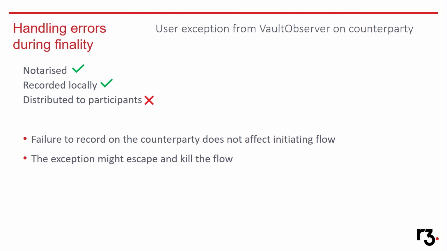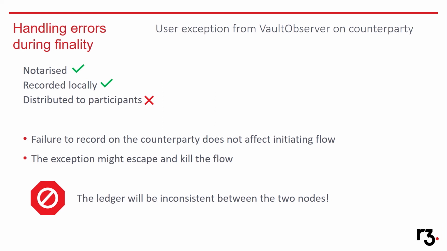If we throw a user exception on the counterparty, it's a similar picture to the initiating party: the exception might escape and kill the flow, and the ledger will be inconsistent. This time it's consistent between the initiating party and the notary, but the counterparty is different. So basically we have spent the state, but the counterparty has not received it. And again, we've lost whatever the state is representing because no one's owning the state now. It's just gone, which is bad.